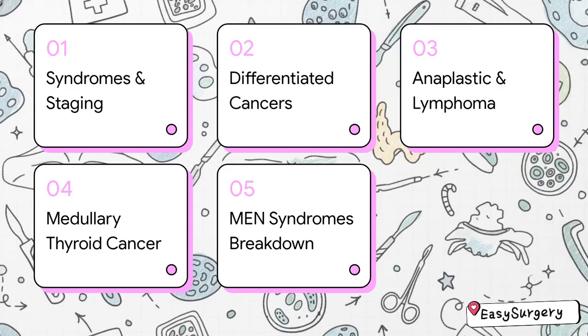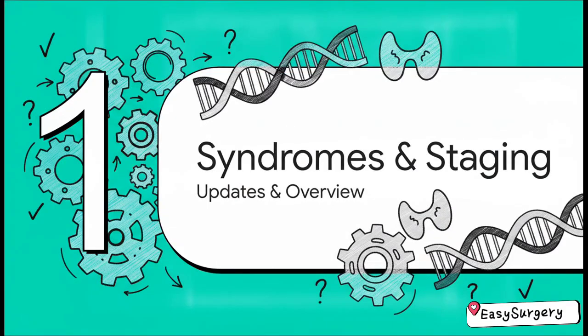To process this massive amount of data quickly, we've broken it down into 5 clear buckets. First, syndromes and staging updates. Second, differentiated thyroid cancers. Third, anaplastic carcinoma and lymphoma. Fourth, medullary thyroid cancer. And finally, a breakdown of the MEN syndromes. Kicking things off with Section 1, Syndromes and Staging Updates.